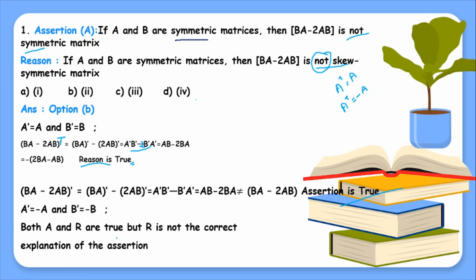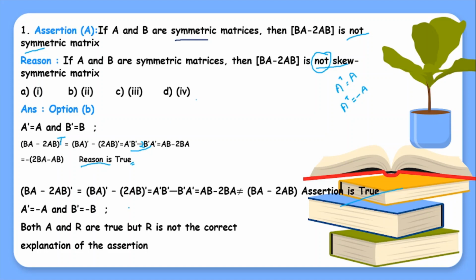So both A and R are true, but A is talking about a symmetric matrix, and R is talking about a skew symmetric matrix. The assertion is not used by the reason. The assertion is not connected with the reason. There is no connection between symmetric and skew symmetric. Both are different kinds, right? So it is not connecting, it is not explaining, it is not using the reason, and the reason is not telling about the assertion. So it is not used here.